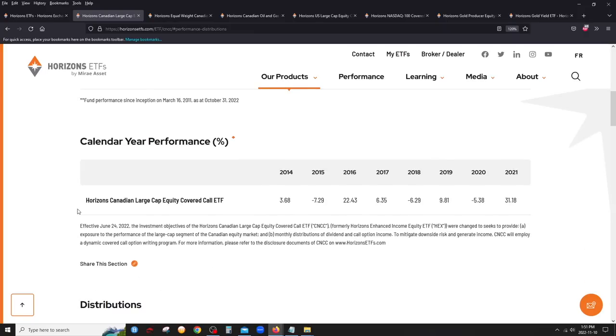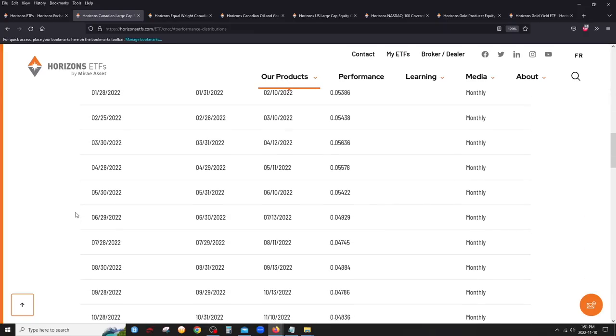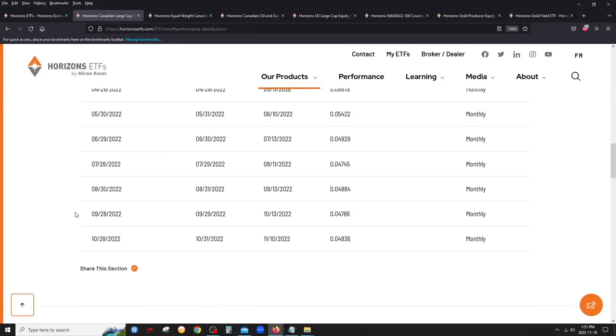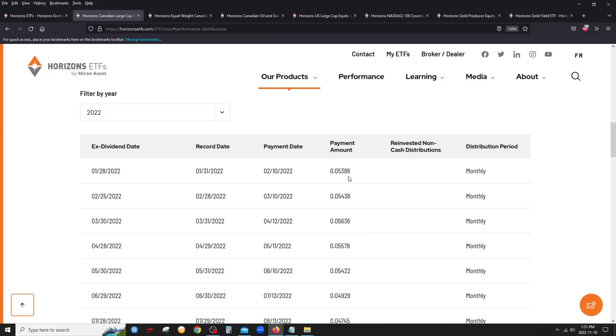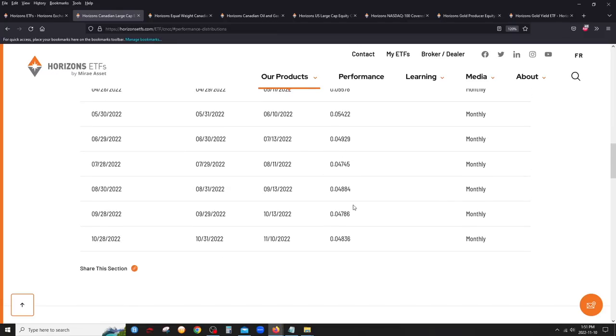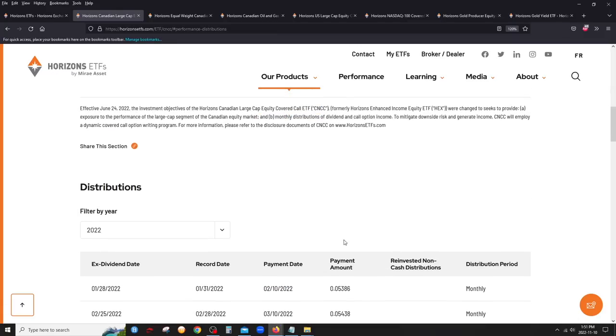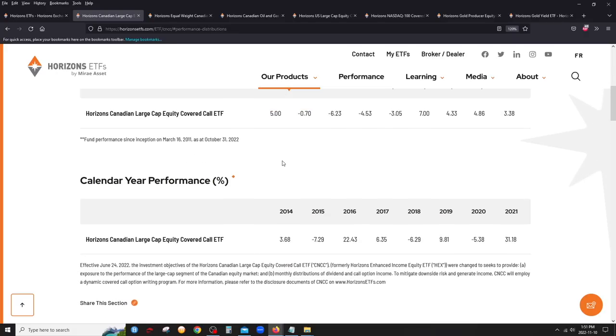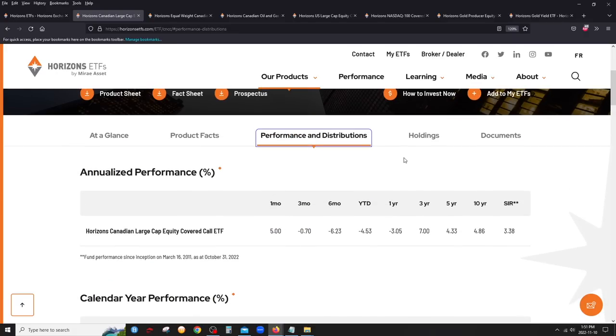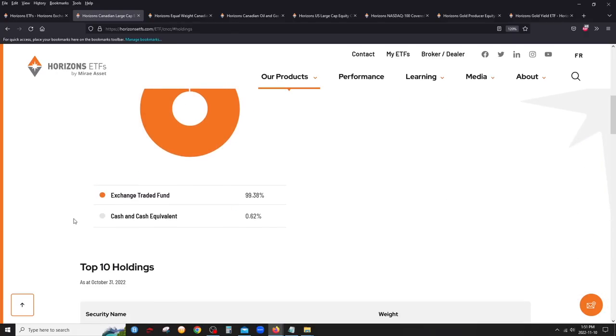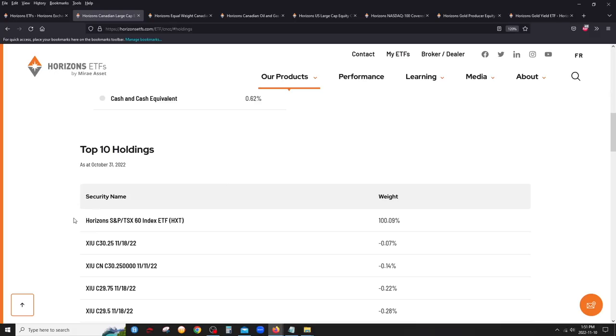So if we look at the distributions, you'll see that here. They're 5 cents, 4 cents, very, very consistent, pretty consistent throughout the whole year. So I'm actually very surprised at how high the yield is, pretty high yield. If we go to holdings, you'll basically see that all it holds is the TSX 60.